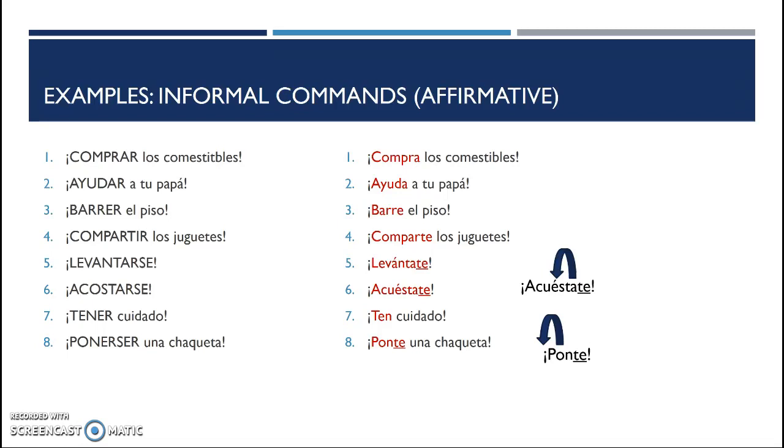Tener cuidado, be careful. Tener is an irregular. So tener just becomes ten cuidado.